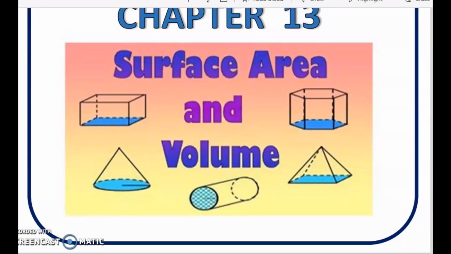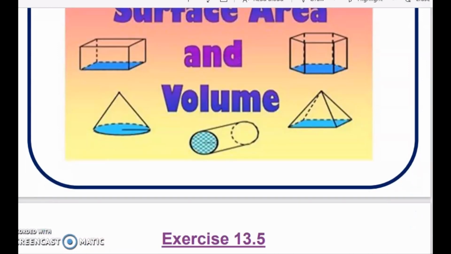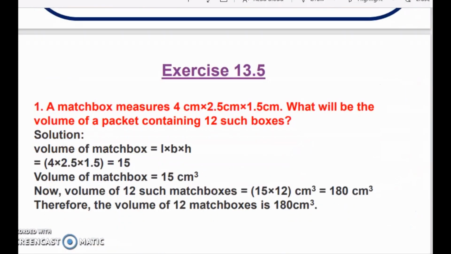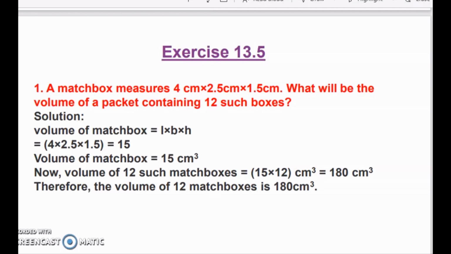So till now we were doing problems related to the surface area of different solids. We have already done problems based on the surface area of cube, cuboid, cylinder, cone, sphere and hemisphere. Now in continuation of that we will be starting with exercise 13.5. The exercises that are remaining are related to the volume of these solid shapes.